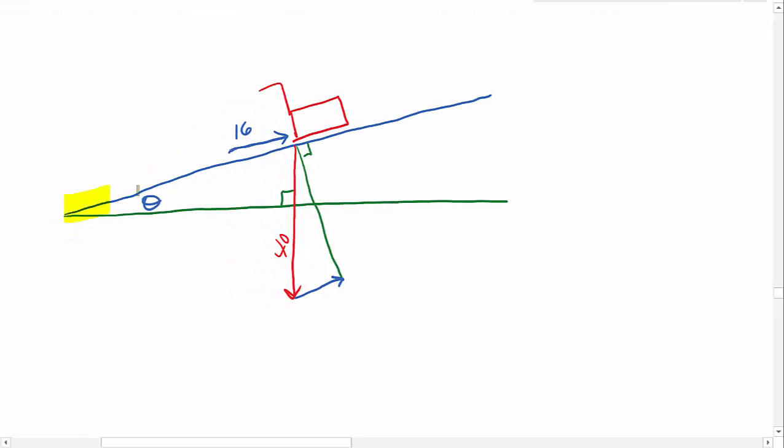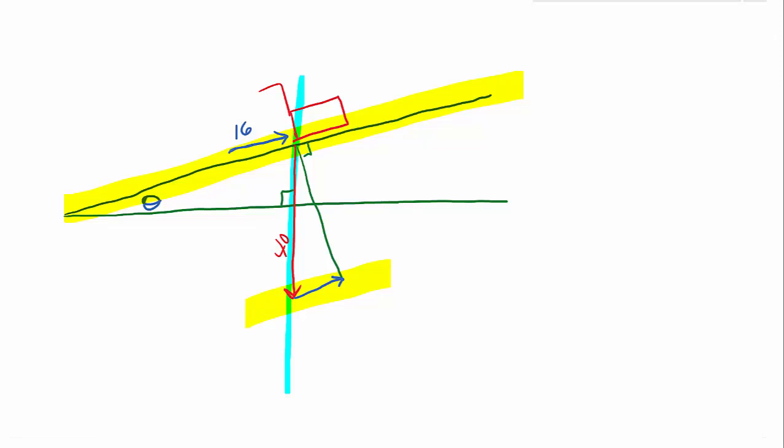All right, so my incline and my vector down here are parallel. My red vector is a transversal, so we know that alternate interior angles are congruent. That means that this angle here, I guess I'll call it alpha, is going to be the same as this angle down here. Unlike the previous example, I don't know what that angle measure is because we don't know the angle of inclination for our incline.